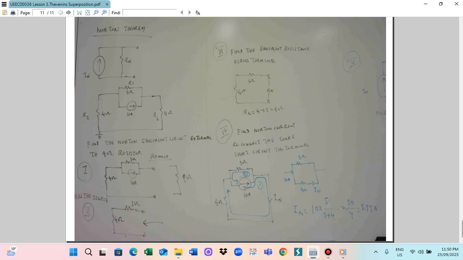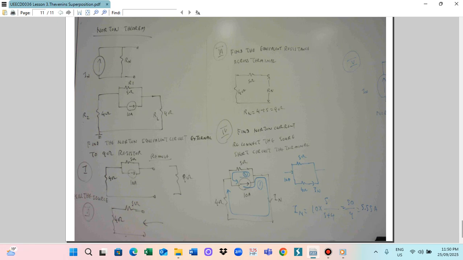And then third step. Find the equivalent resistance across the terminal. So this is the final equivalent resistance across the terminal, which means this is the Norton equivalent resistance.